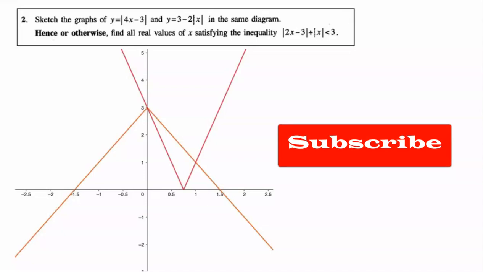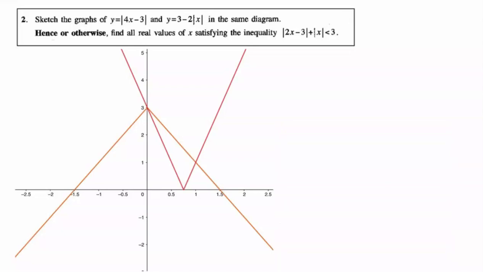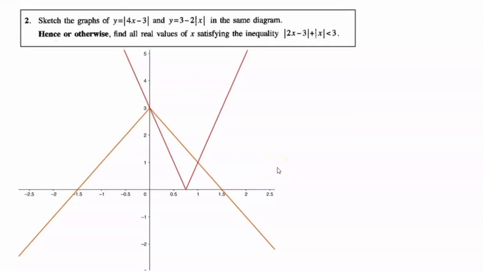It says, sketch the graph of y equals absolute 4x minus 3 and y equals 3 minus 2 absolute x. These are the two graphs I have for those two. The orange one will be the one that has the negative with the x term, because the absolute of x usually looks like that. If you have the negative in front of the absolute, it just flips over, making that V shape flipped over. So this orange one should be the one that has the negative with the x.